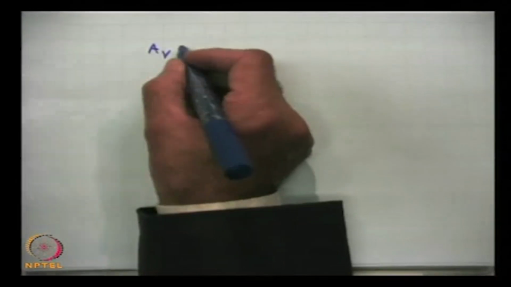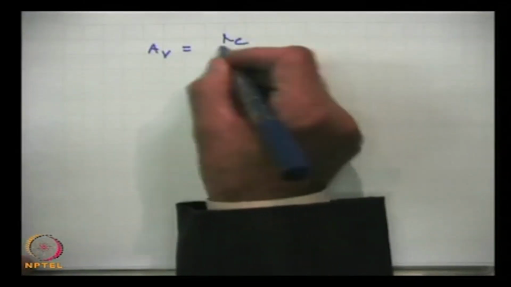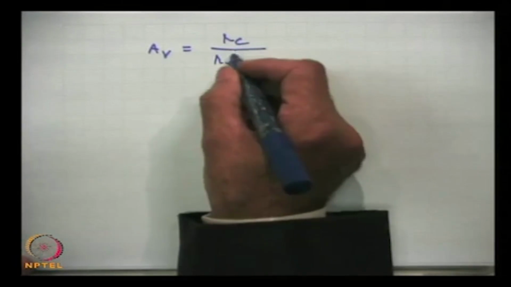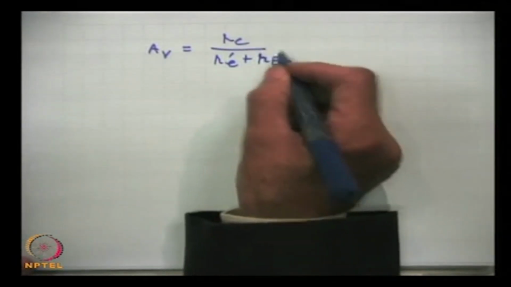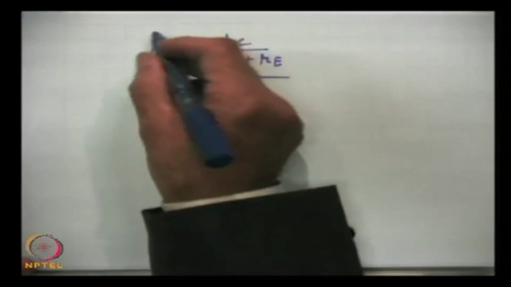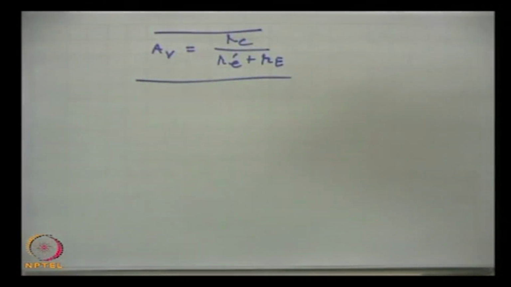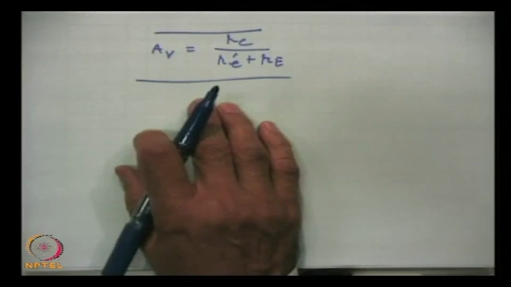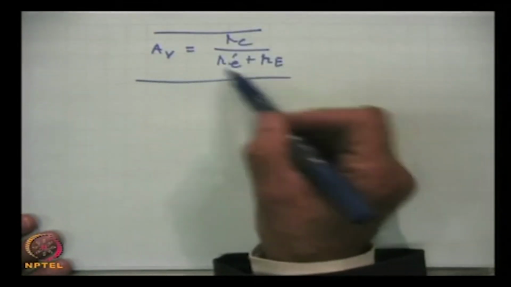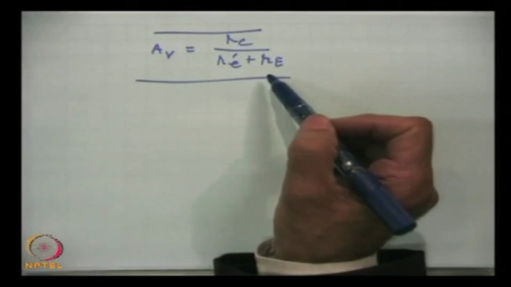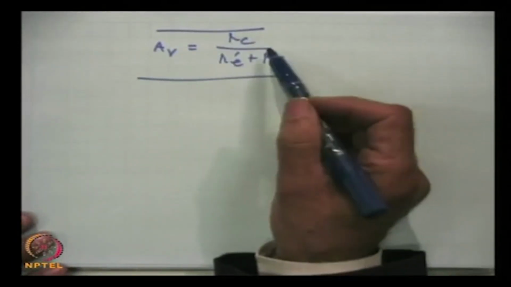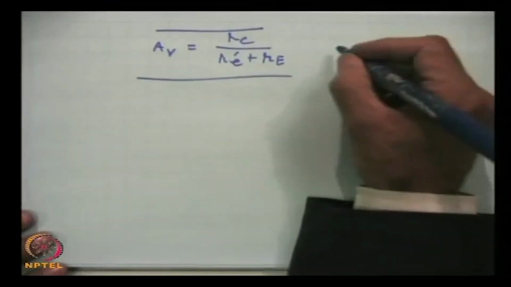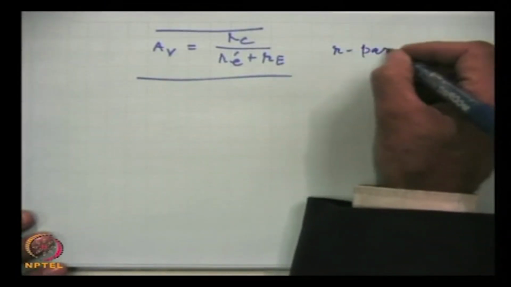So, this simple expression for the voltage gain is Rc divided by Re prime plus Re. This is very important. This is the expression for the voltage gain. Now, look at the simplicity of this expression. These are all resistances. The expression contains the resistances only, and that is why it is called R parameter analysis.